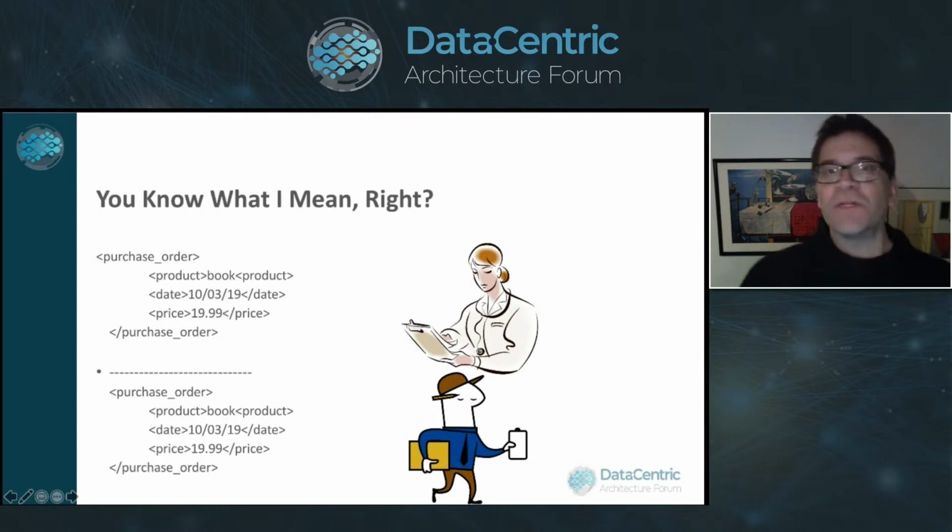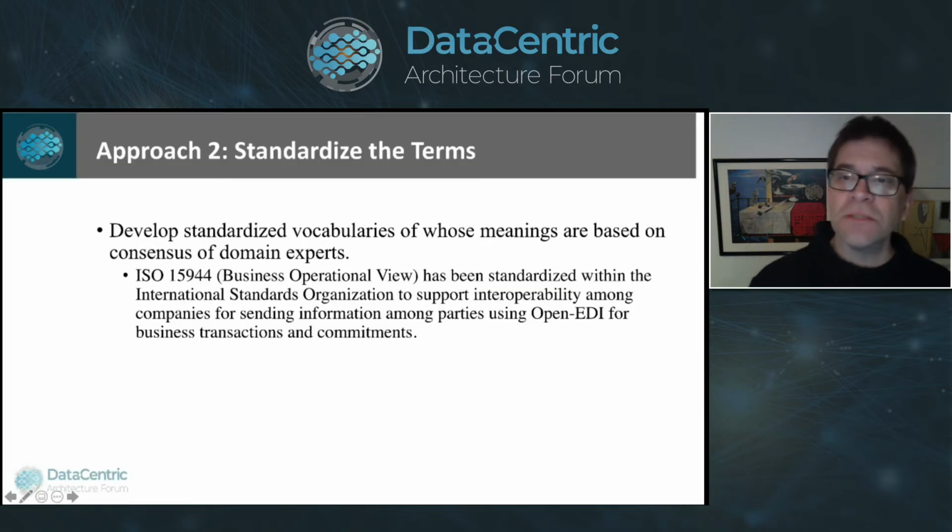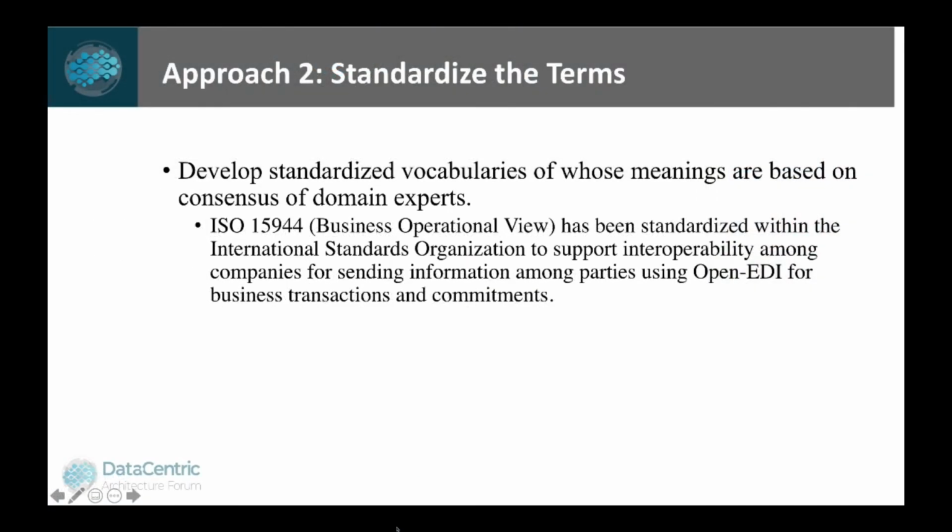Okay, so then how do people respond to this? Well, one approach they would say is, let's try to standardize the terms, right? And there's a lot of effort involved in actually standardizing terms, for example, through ISO. So we can develop standardized vocabularies, and the idea is you get people together, they have arguments, and they say, okay, let's arrive at a particular meaning for these terms. Just as an example, there's this ISO standard 15944, the business operational view, and this is supposed to support interoperability among different enterprises using OpenEDI.